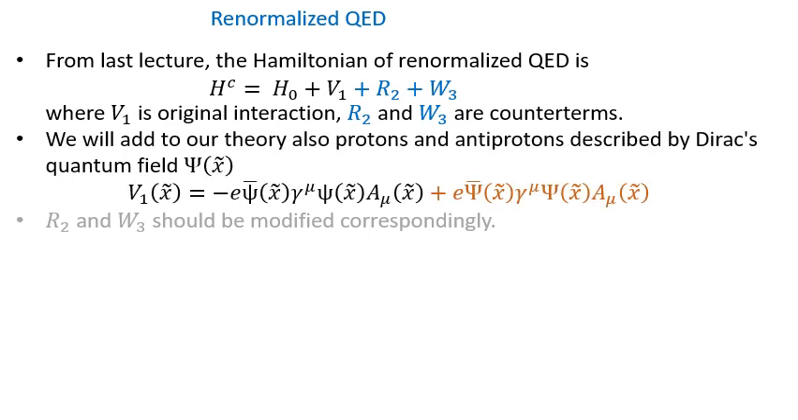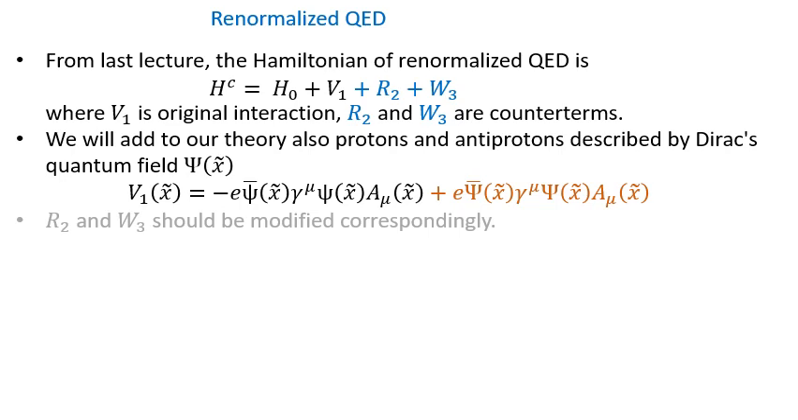Our Hamiltonian described electrons, positrons, photons, and their interactions. For more generality, today we will add also protons and antiprotons to this list. We are doing it in order to have the opportunity to discuss such interesting systems as the hydrogen atom. The required modification is actually very simple.